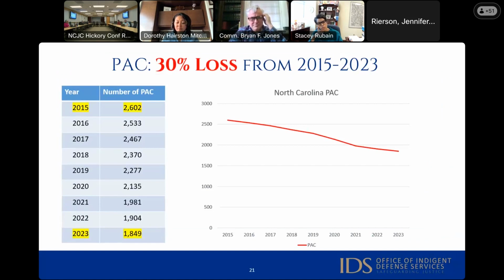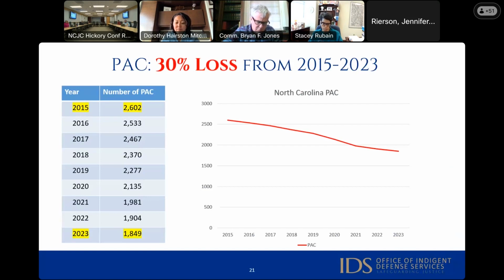Some history, over the past 8 years, separate from this crisis. Over the past 8 years, IDS has already incurred a loss of 30% of our PAC roster. The 2,602 attorneys that we had in 2015 have fallen to 1,849. This has been caused in part by low hourly rates, overwhelming caseloads, and a payment system that was slow but tolerable. That payment system is no longer tolerable.